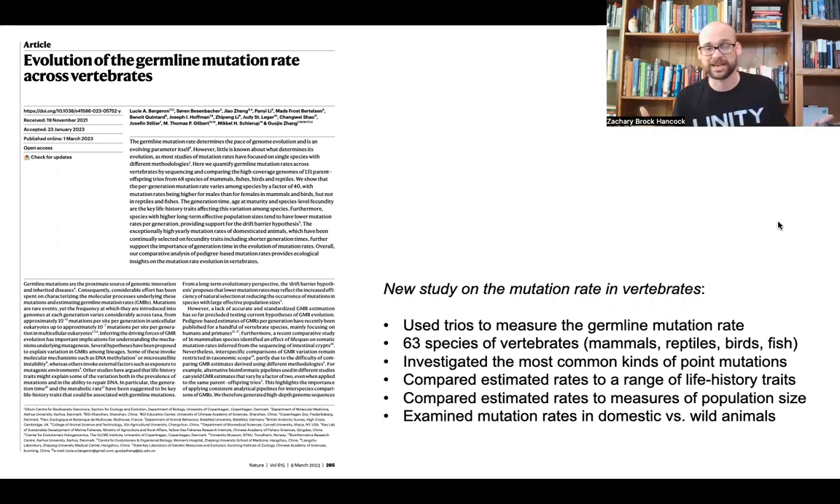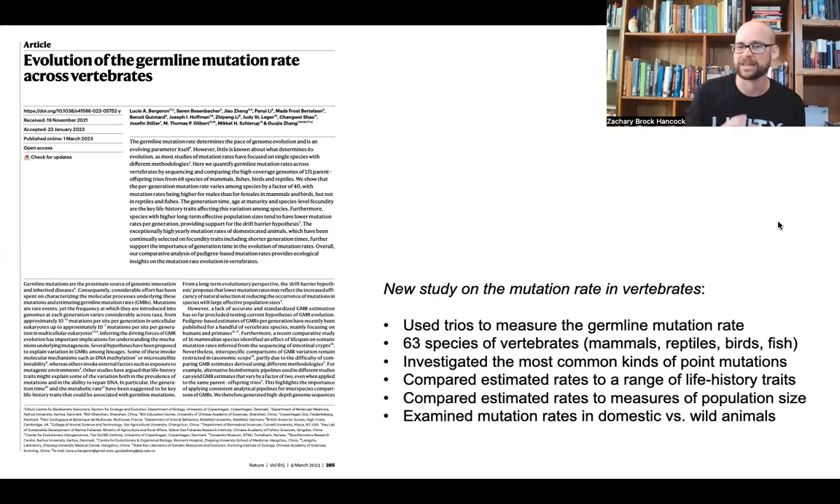So with this gigantic data set, they were able to ask questions like, what were the most common types of point mutations? Point mutations being just simple base pair changes from, say, an A to a T or a C to a G, right? That's a point mutation. They looked at what were the most common types, and were there differences across different taxa for which one of those was the most common, et cetera.